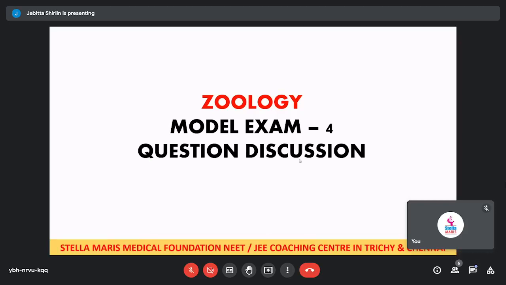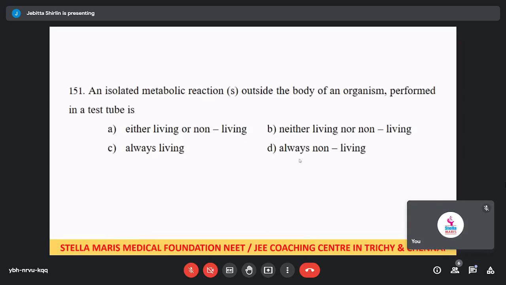Okay, so we will start with question number one. Read the question. An isolated metabolic reaction or different kinds of reactions outside the body of an organism performed in a test tube. Option A is either living or non-living. Option B is neither living nor non-living. Option C is always living and option D is always non-living.